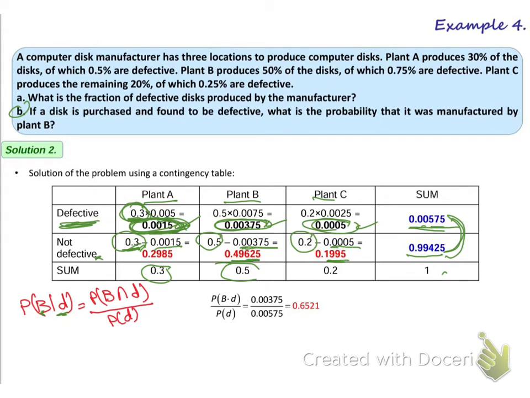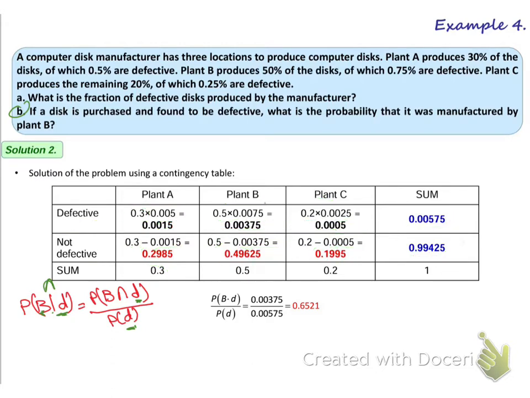So the probability of B given D equals the probability, you can just convert this into intersection and divide by the last one, divided by the probability of D. So it will be the probability of B intersect D, B intersect D defective. So this is the answer. So this would equal 0.003375 divided by the probability of D.